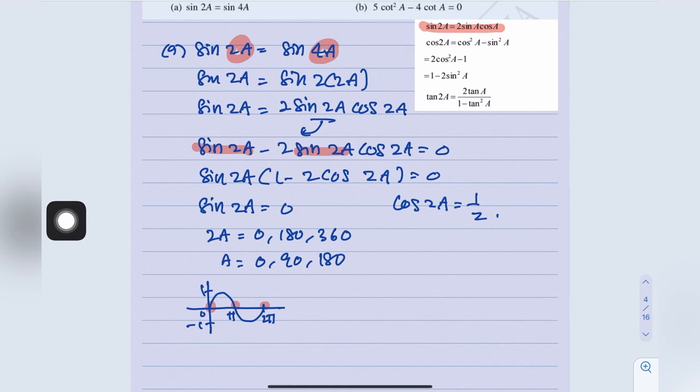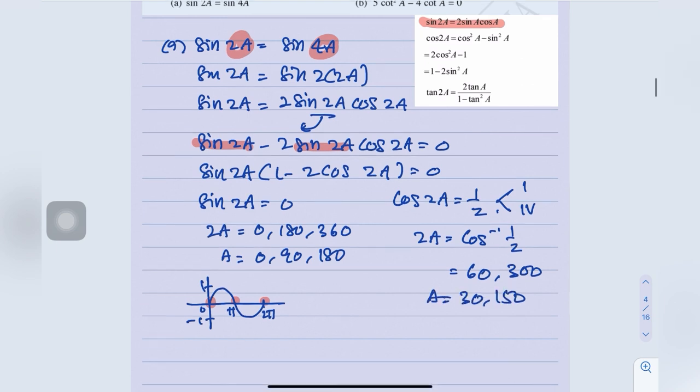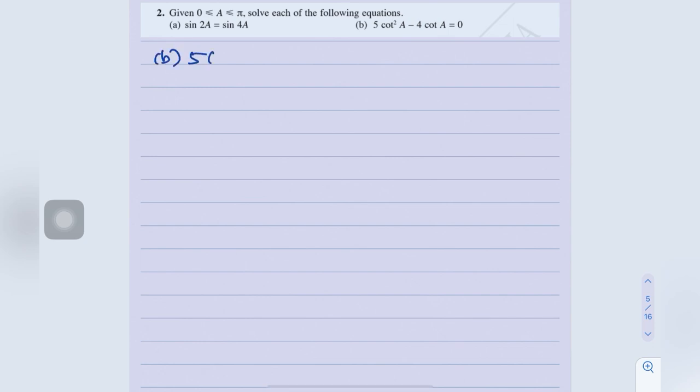For this one, cos 2A is 1 over 2, so it is positive in quadrant 1 and quadrant 4. So 2A equals cos inverse 1 over 2, which is 60 in quadrant 1, but in quadrant 4 it is 360 minus 60, which equals 300. So then A equals 30 and 150. Finally, rearranging, A equals 0, 30, 90, 150, and 180.